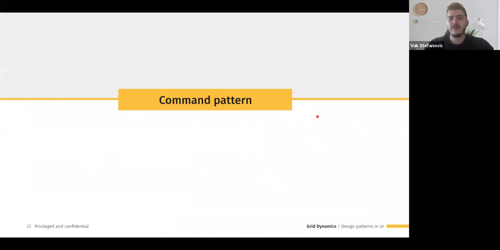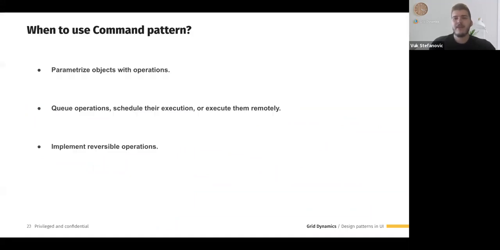And now the next one is the command pattern. I think this one will be pretty interesting to you. I think this one was for me. Basically, we use the command pattern when we want to save some operations inside of objects and then be able to queue them, schedule them for later execution, or implement some reversible operations. It's very good when you need to detach method invocation from actual logic.